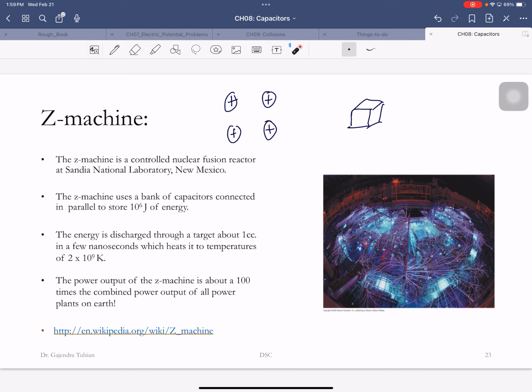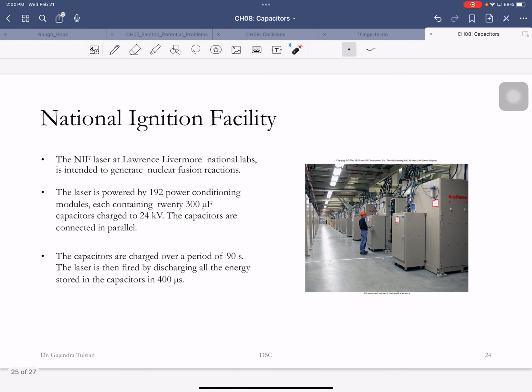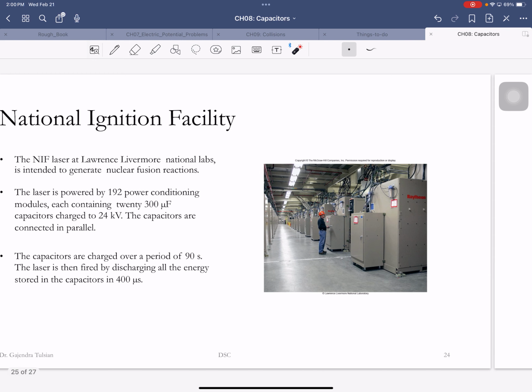So the power output of the Z machine, when you discharge that much energy within a nanosecond, is 100 times the combined power output of all the power plants on Earth. So for a nanosecond, more power was generated than all the power plants on Earth. Now that's a toy. So here's another fusion reaction facility.